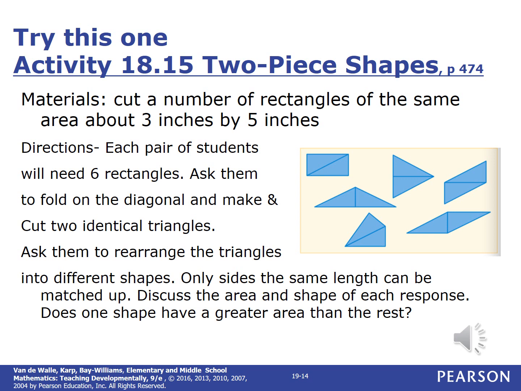Here's what you want to do first. You want to cut a number of rectangles of the same area, about 3 by 5 inches. So you could really just use index cards for this. You want to have students work in pairs and give them 6 rectangles each and ask them to fold on the diagonal and cut 2 identical triangles.